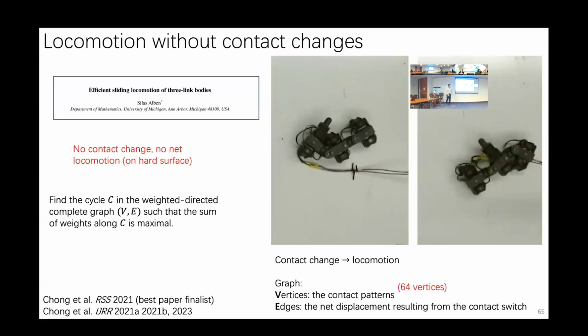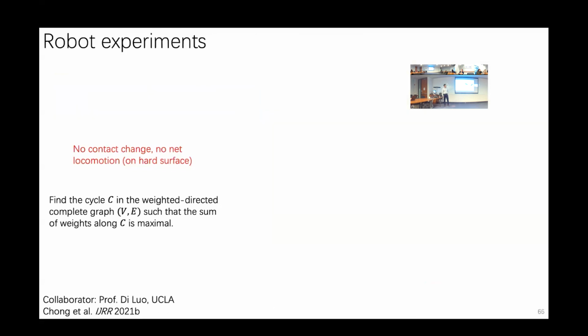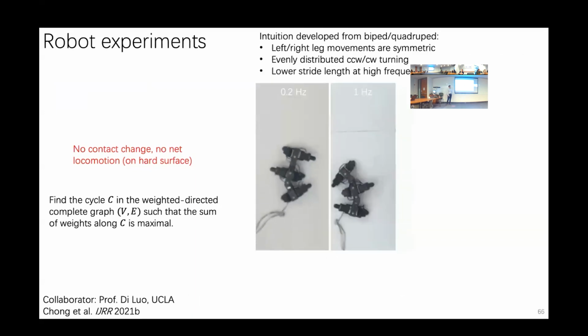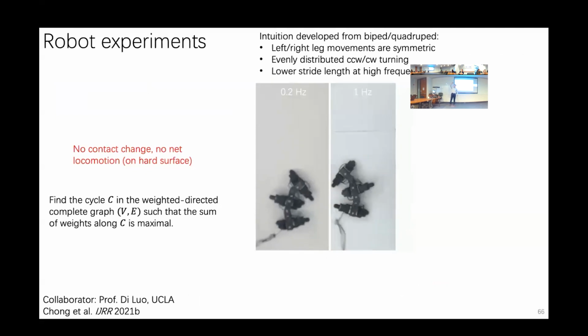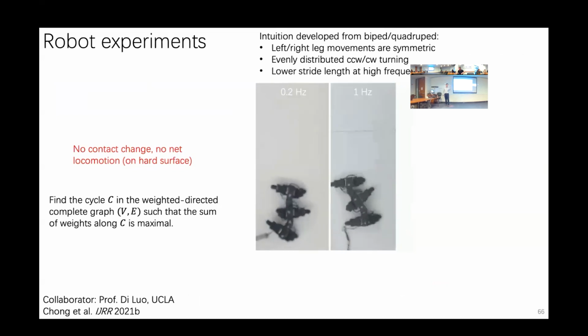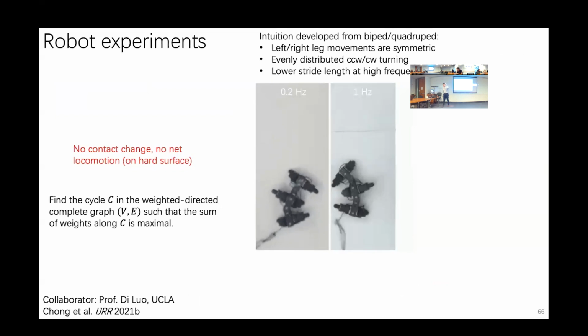Before I show you our experimental results, let's first look at some intuitions from bipedal and quadruped robots. For bipedal and quadruped robots, the left and right movement is very symmetrical, such that the counterclockwise turning from my right-hand side movement is balanced by the clockwise turning from my left-hand side. So the robot turns approximately the same amount clockwise and counterclockwise.